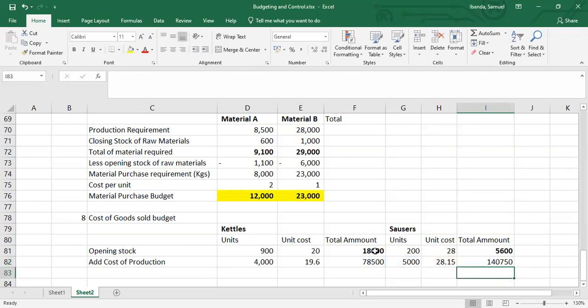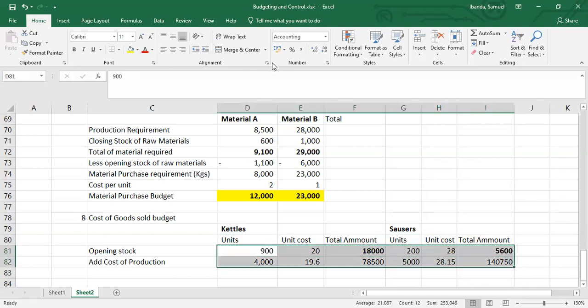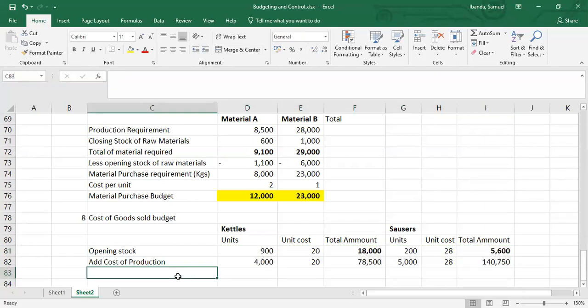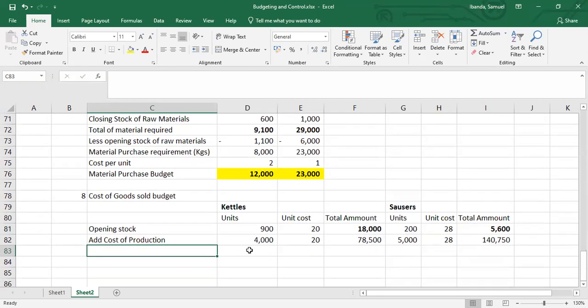Okay. So that is what I basically have. You can just try to put any small places there. And then the next thing I'm now going to look at is less my closing stock. Okay, less my closing stock.